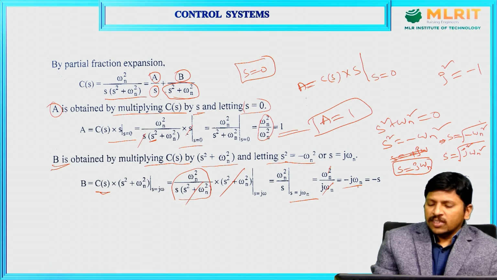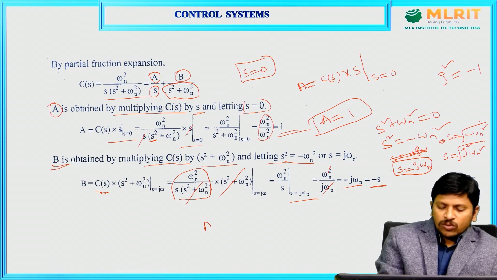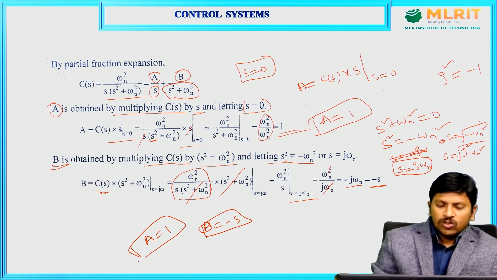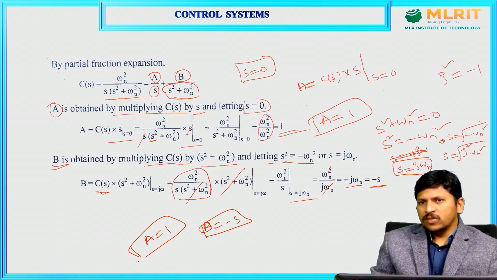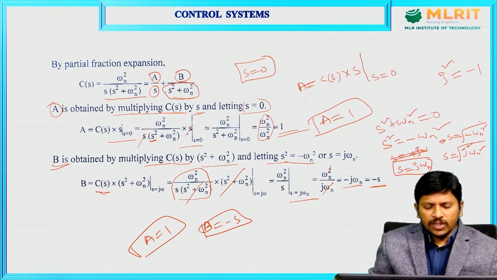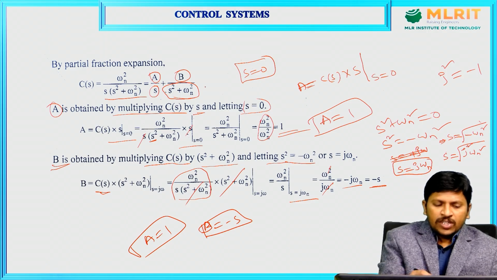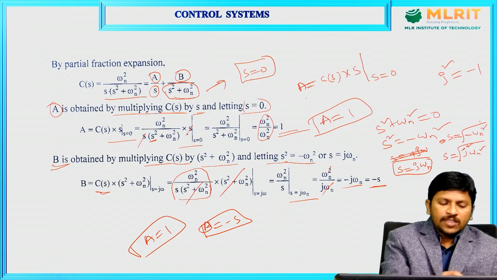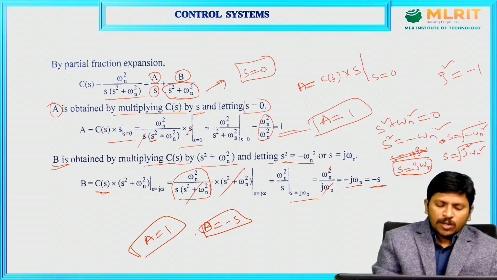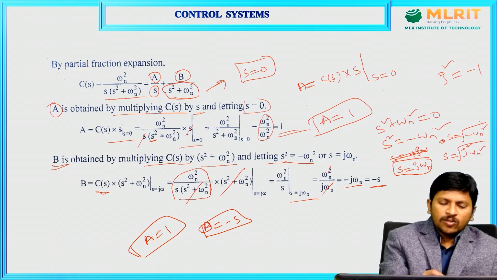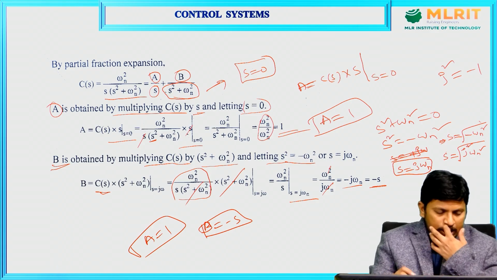Omega n is nothing but what? S. So minus S. So now B equals minus S, and A equals 1. We know the A and B values. After that, just substitute the A and B values in this equation. Now we are going to write C of S equals omega n square by, substituting the A and B values in place of A and B in this equation.